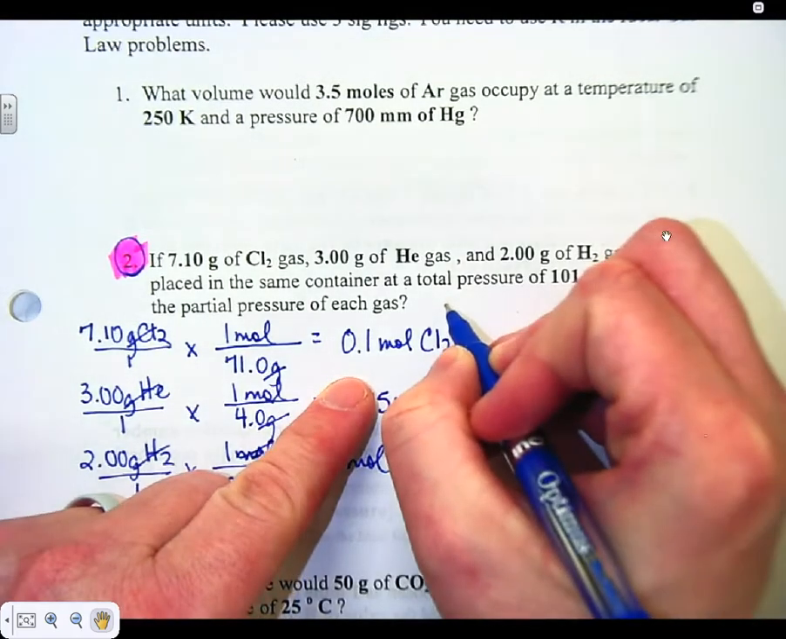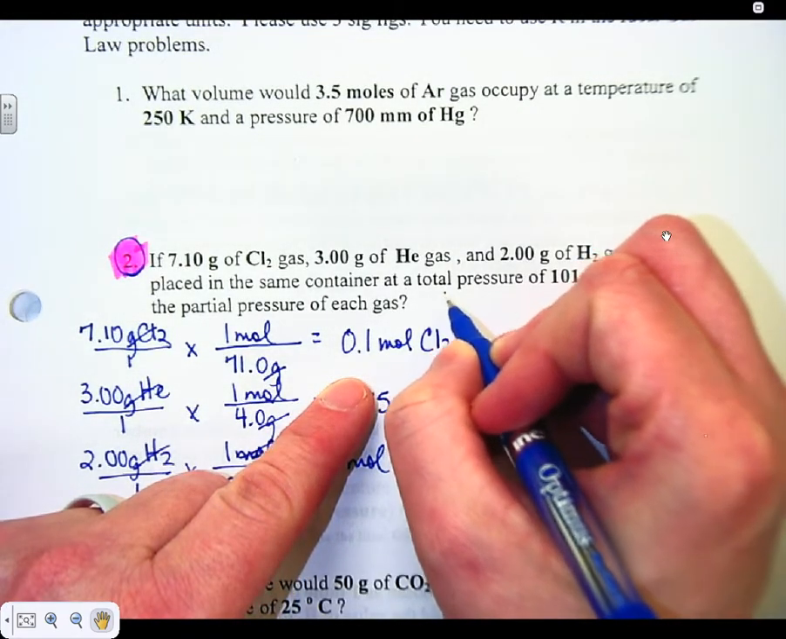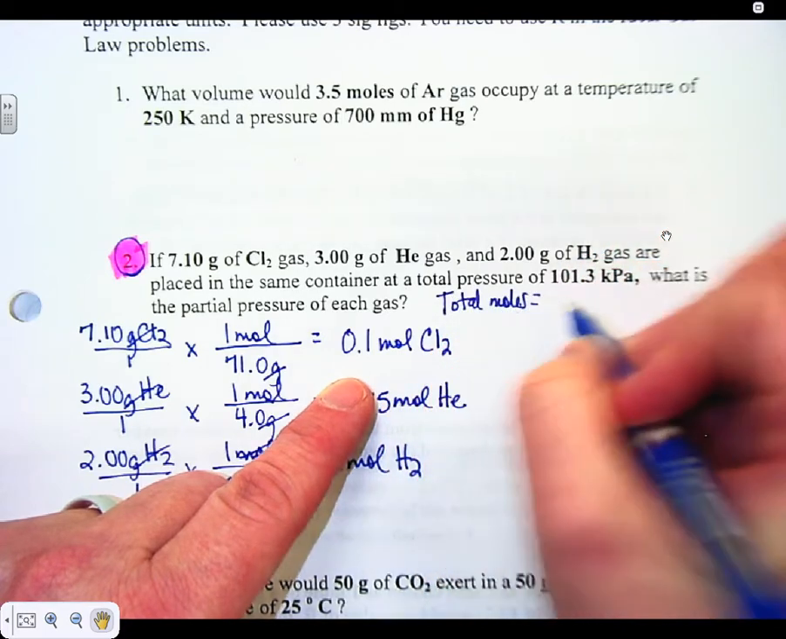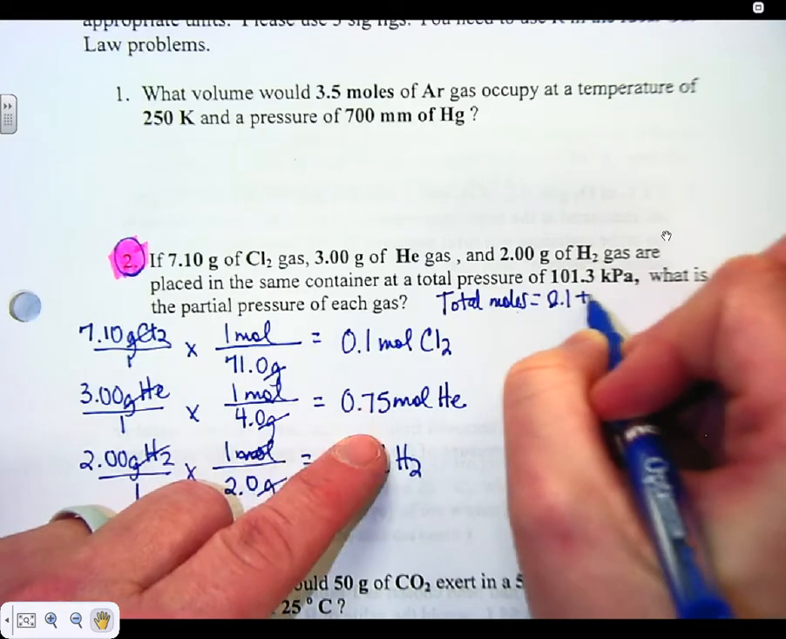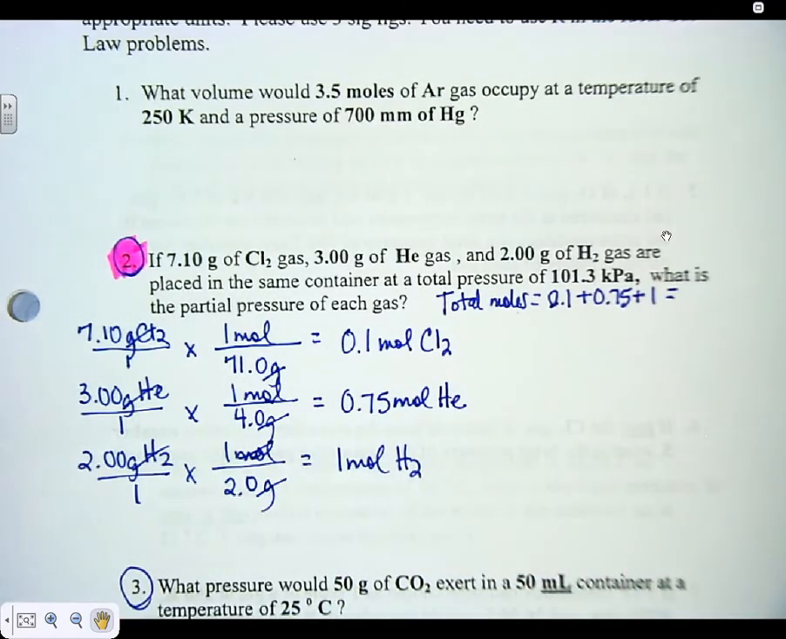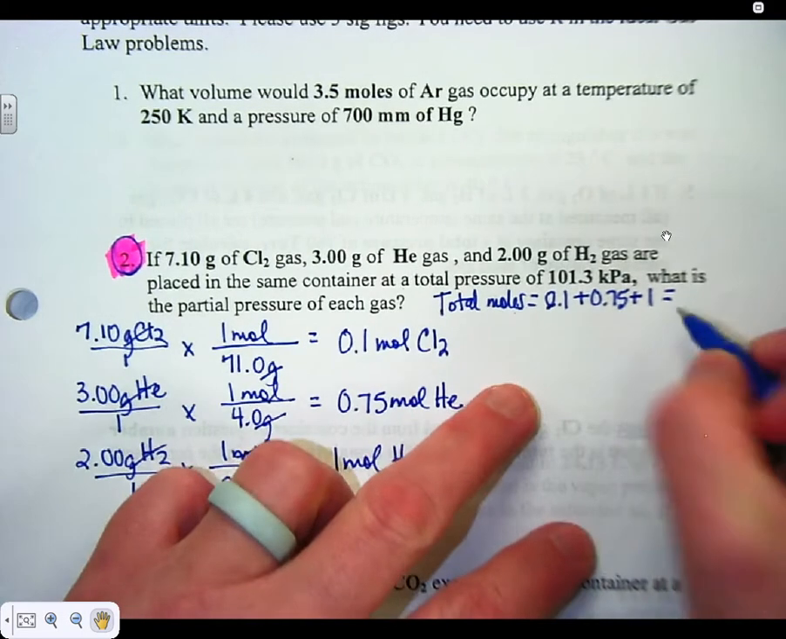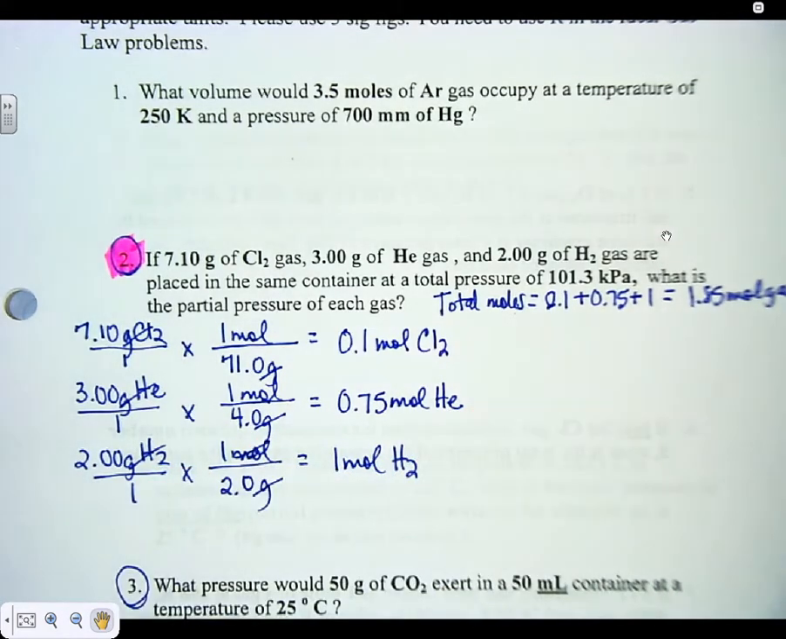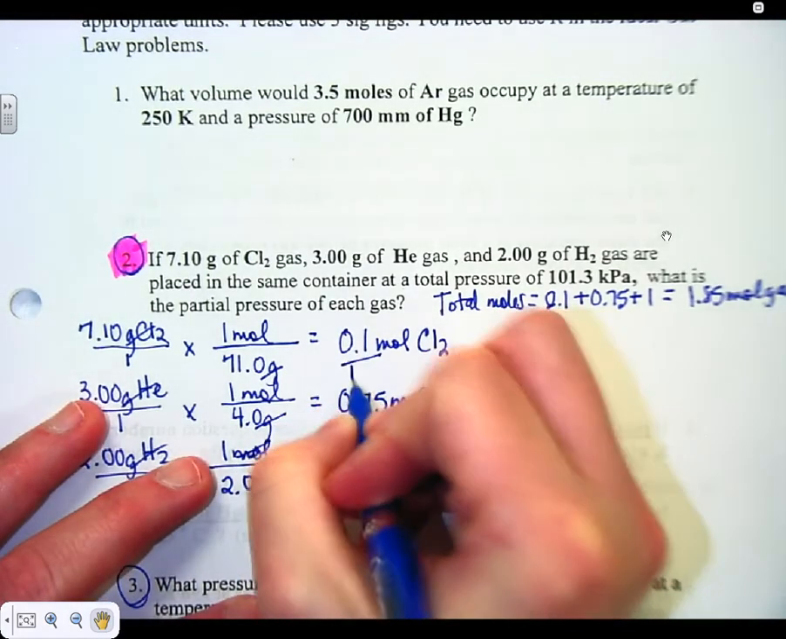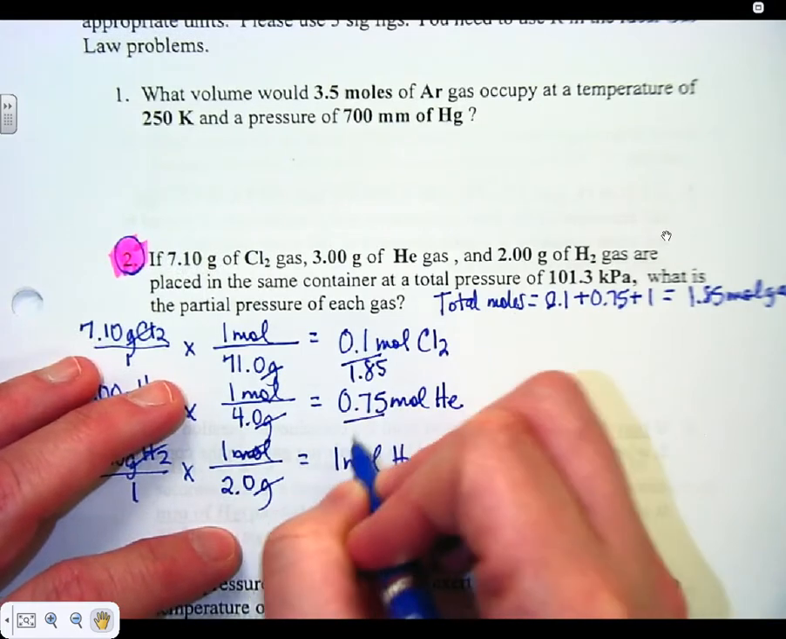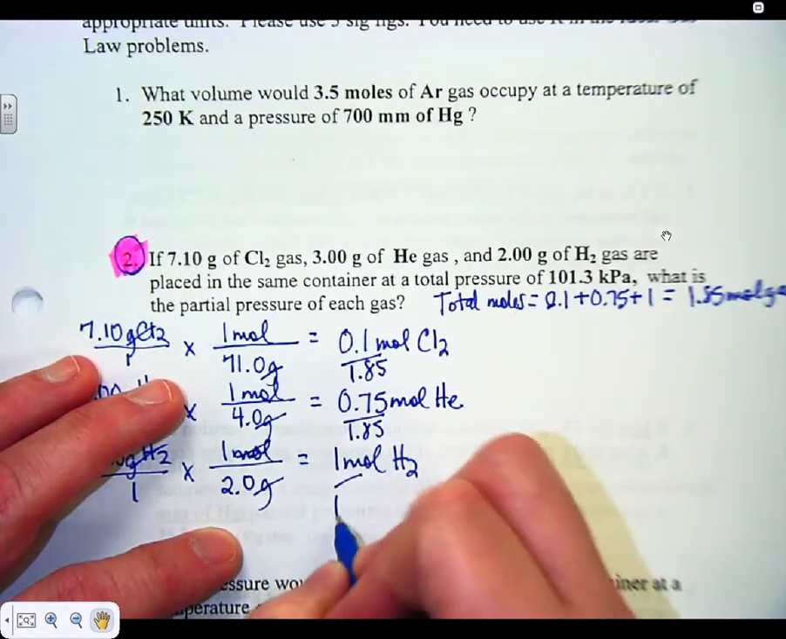Let's go ahead and do this. Total moles is equal to 0.1 plus 0.75 plus 1, which gives us 1.85 moles of gas. So to get our percentages, we're going to divide each one of these by 1.85. Again, we're just taking the part divided by the whole. That's how you do percentages, anytime you want a percentage.